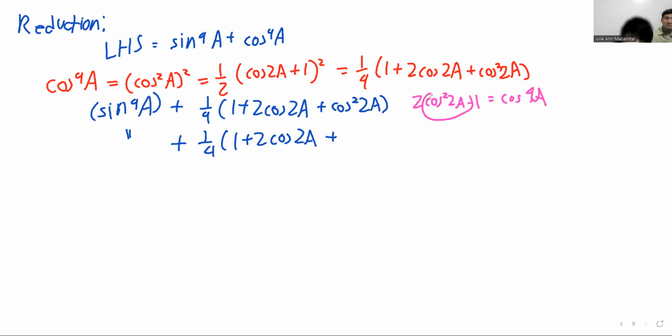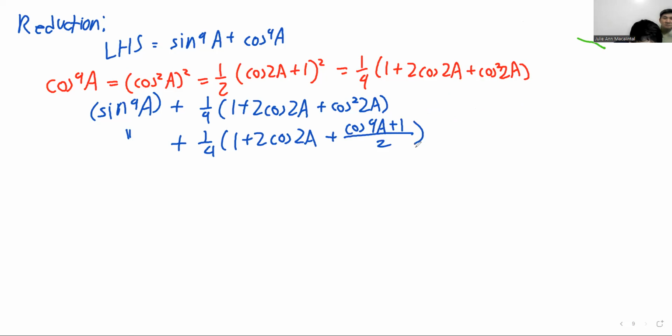So we can find cos square 2a minus 1 in terms of cos to the fourth a. Cos to the fourth a minus what? Plus 1 over 2. Then, oh wait, I forgot the equals. I keep forgetting the equals.